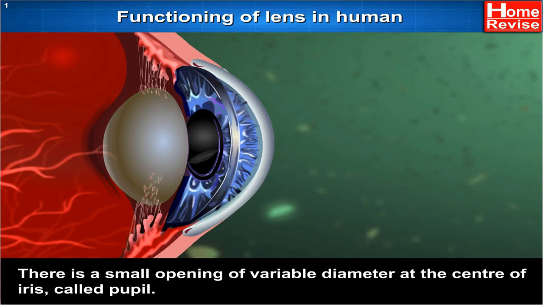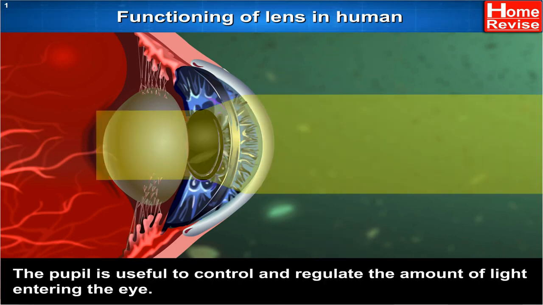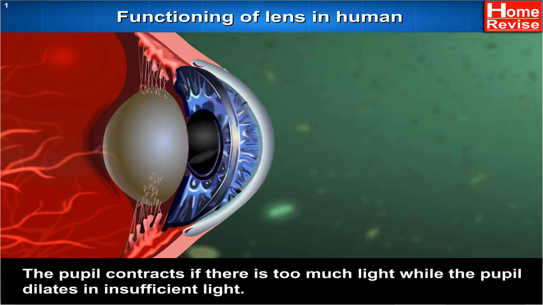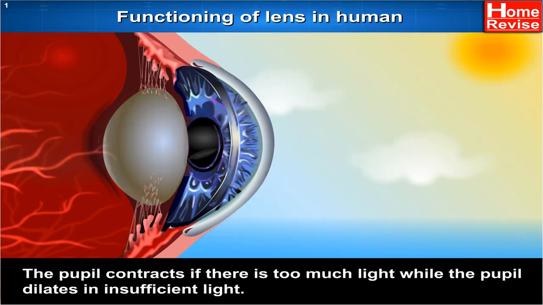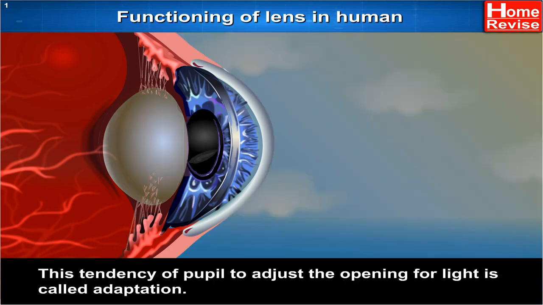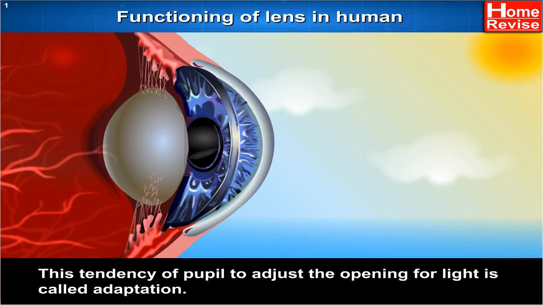There is a small opening of variable diameter at the center of the iris called the pupil. The pupil is useful to control and regulate the amount of light entering the eye. The pupil contracts if there is too much light, while the pupil dilates in insufficient light. This tendency of the pupil to adjust the opening for light is called adaptation.